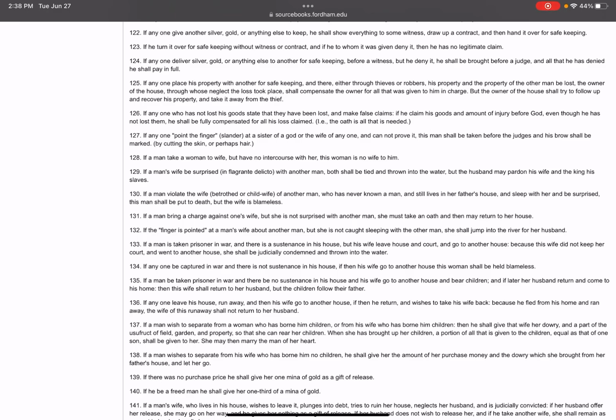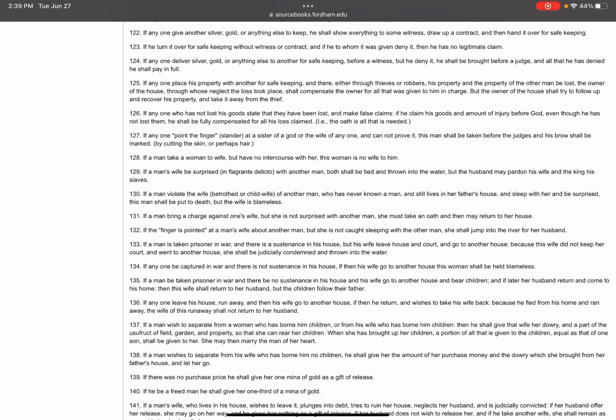But the legal position of women within families, particularly within marriages, is covered in a lot of detail here. Look at number 129 as an example. If a man's wife be surprised, this is of course a euphemism for being caught in the act of adultery, surprised with another man, both shall be tied and thrown into the water. This is a pretty typical way of executing people. Tie them up, throw them in the water, they drown. The rivers obviously are the important geographic features, and so it's also a convenient way to carry out executions.